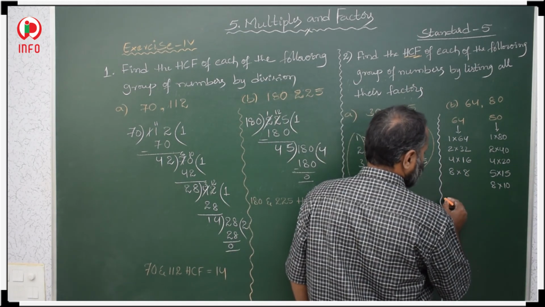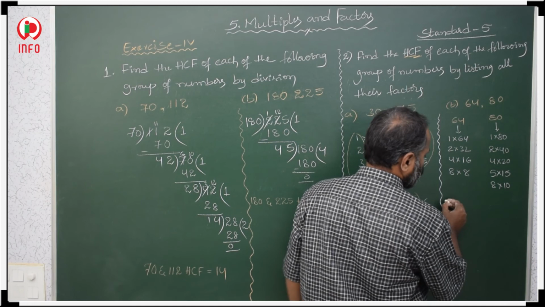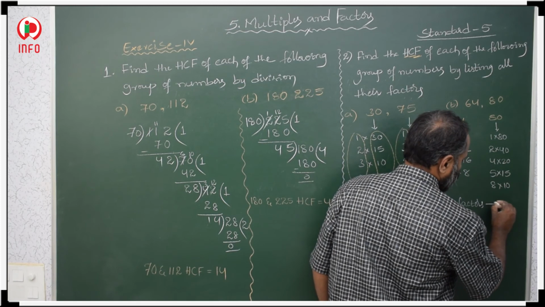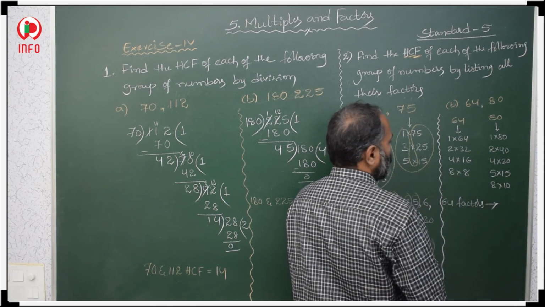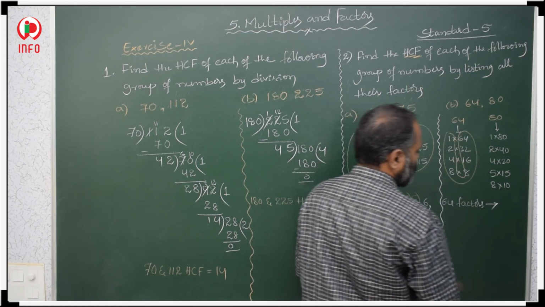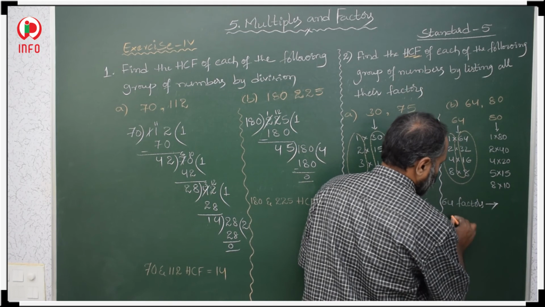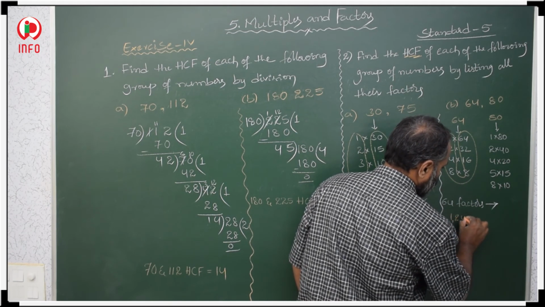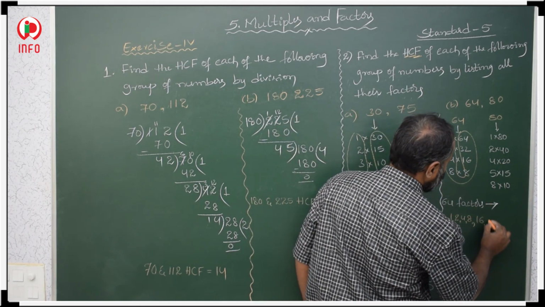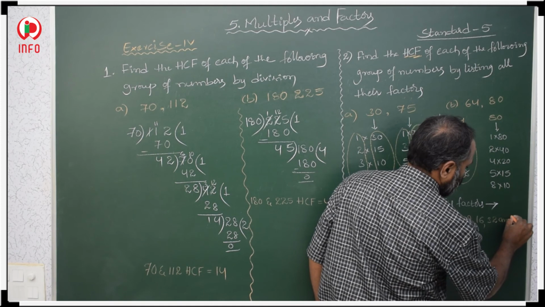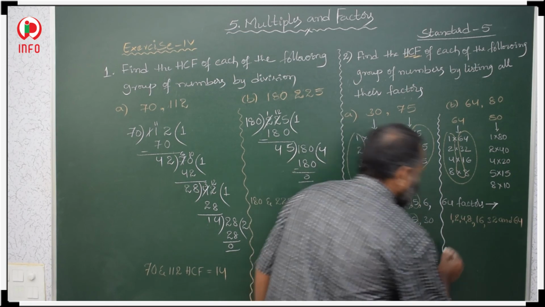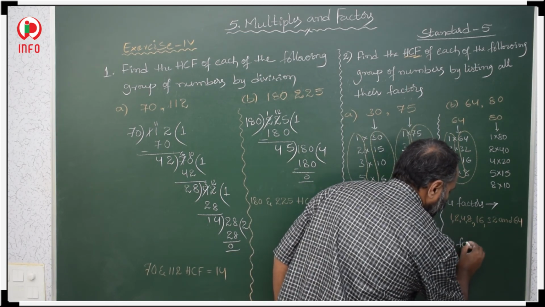Now, here 64 factors. What are 64 factors? In U shape, 1 2 4 8, again here 8 repeats, do not take, 16, 32 and 64.